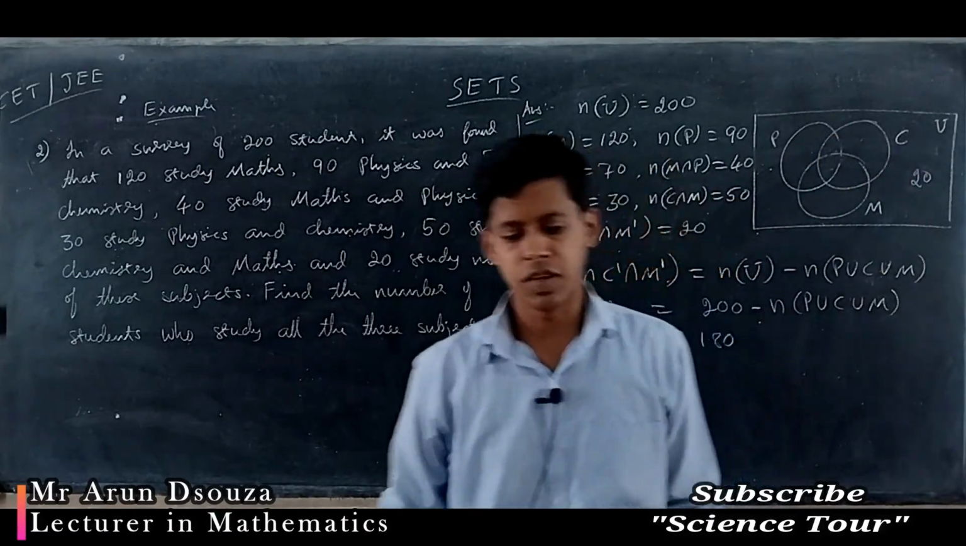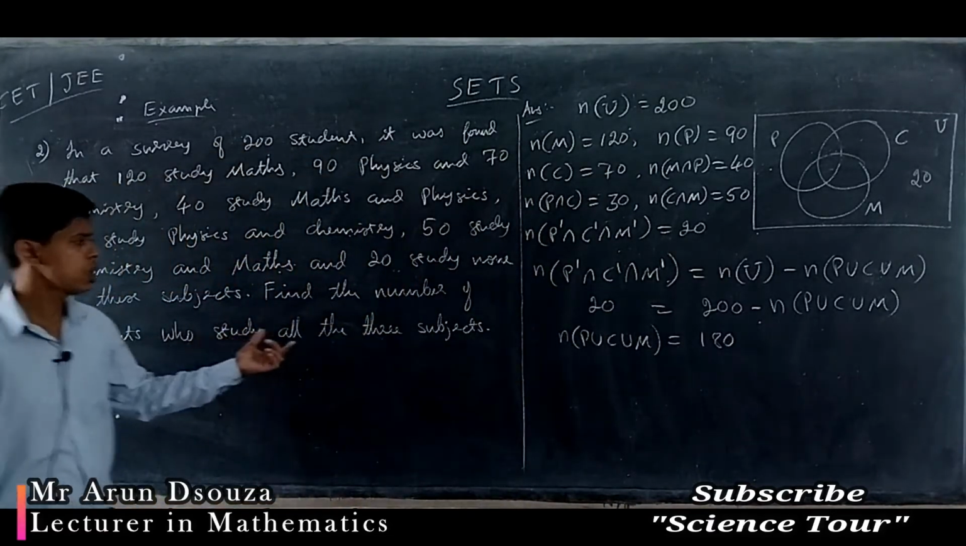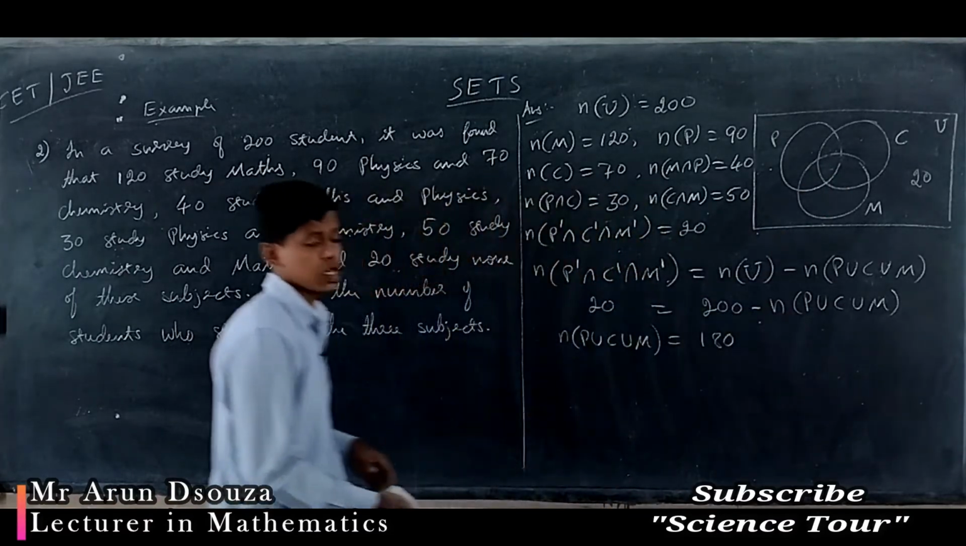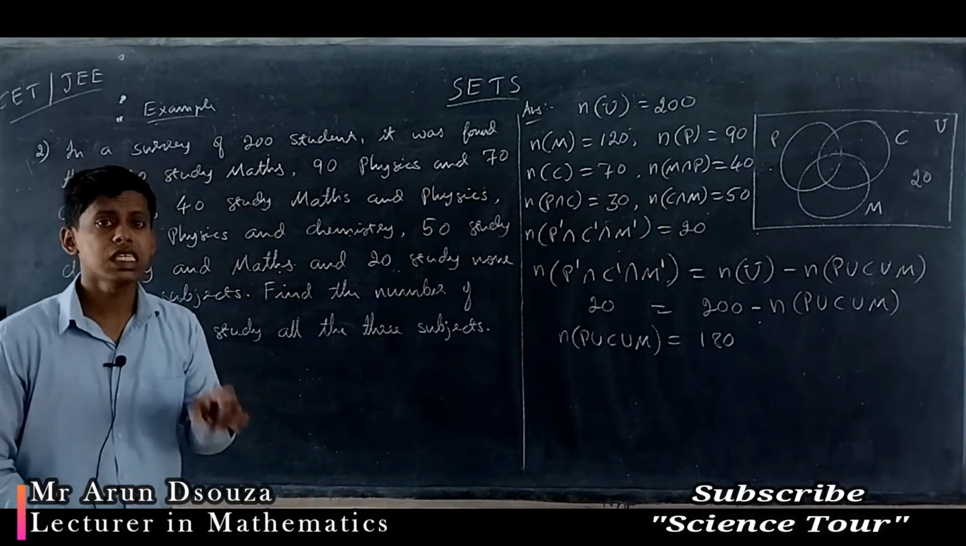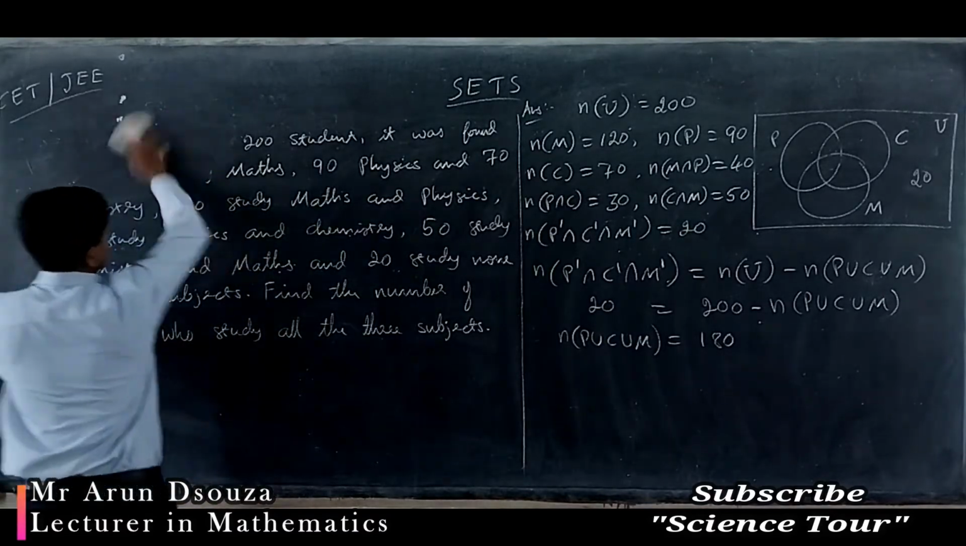Makes sense? Definitely. Now what we need to find? We have to find the number of students who study all the three subjects. All the three subjects is this region, that is P intersection C intersection M. So that's what we will find.